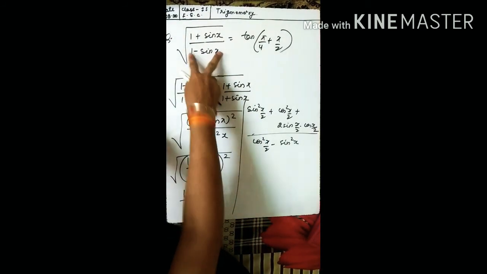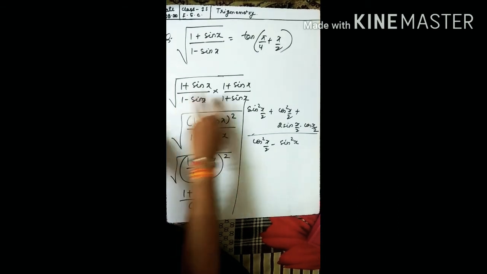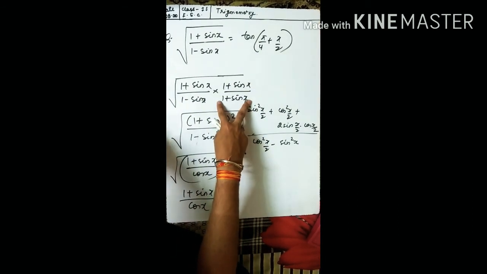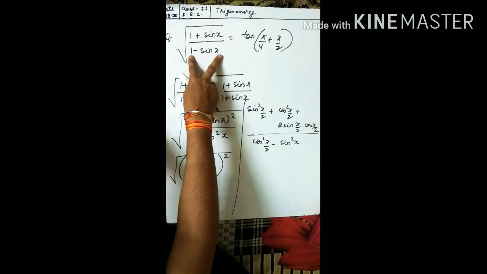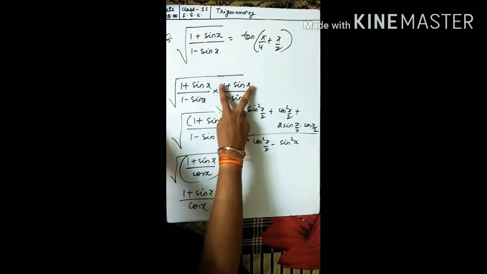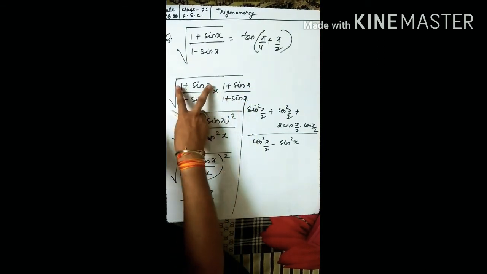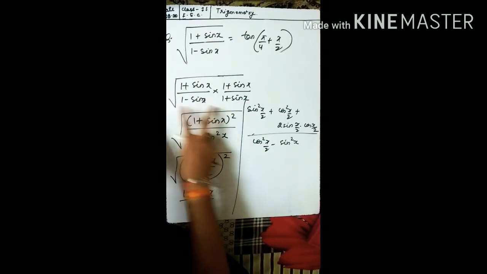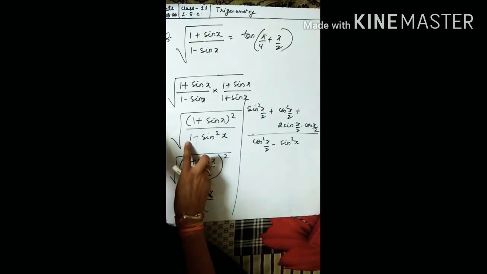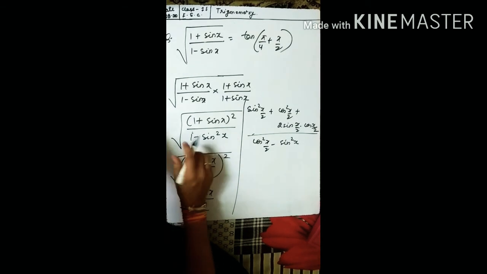See, I've rationalized the denominator to get 1 plus sin x upon 1 minus sin x, because 1 minus sin x was there, so rationalization will be 1 plus sin x upon 1 plus sin x. So this 2 will become the whole square, and a minus b and a plus b gives a square minus b square. Okay, so 1 square minus sin square, which is 1 minus sin square.